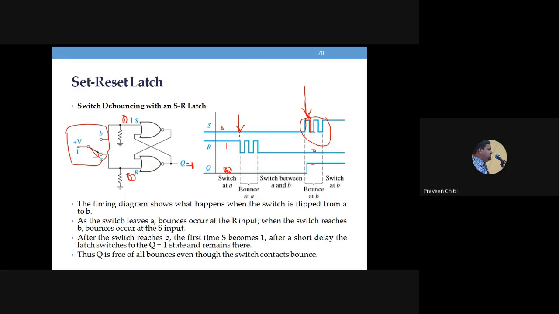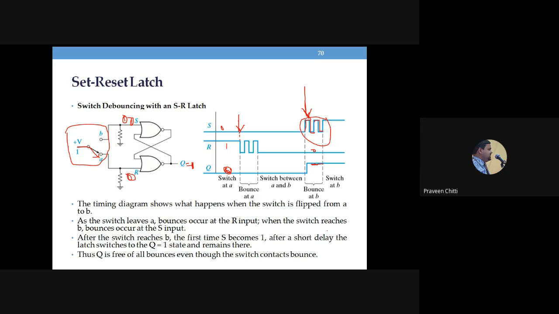Then again S becomes 1 here for this interval. When again S becomes 1, it sets the latch irrespective of the previous value. Previous value may be anything. The moment S becomes 1, Q becomes 1, so Q remains 1. But again when S goes to 0, both become 0 and it will not change the output of the circuit because it is a no change state. Previous value is 1, so it remains 1.